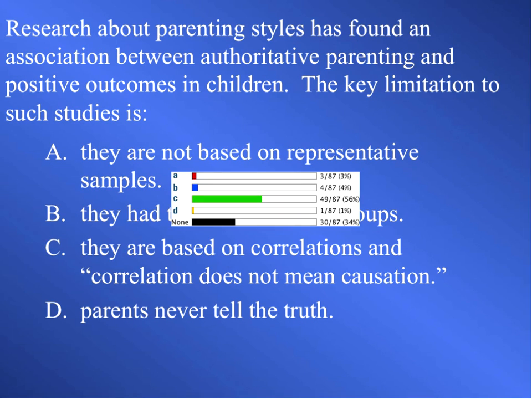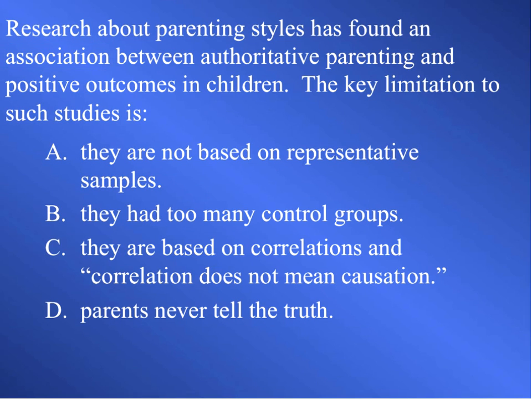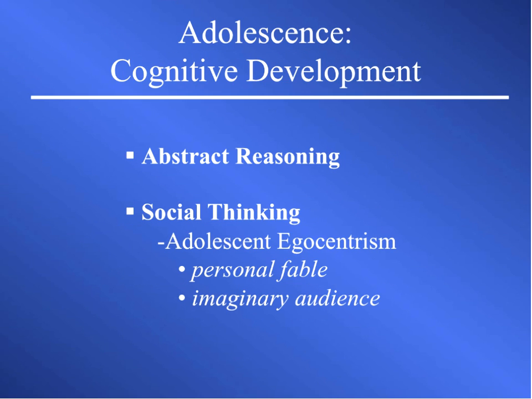We'll take that, right? They're based on correlations, and correlation doesn't mean causation. What's the key word in the question that lets you realize that this is correlational research about parenting styles? Megan's got it, right? It's about an association between A and B. A is authoritative parenting, B is positive outcomes. Good, I'm glad you guys are picking up on that specific element. It's about an association.